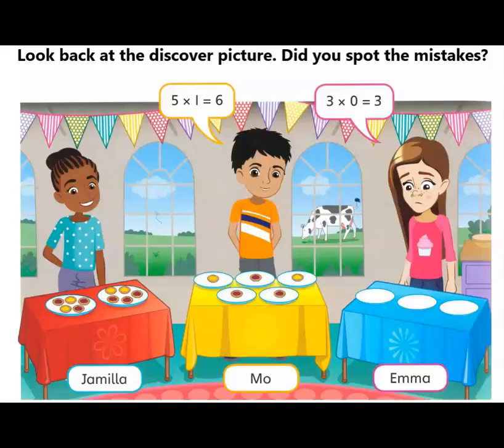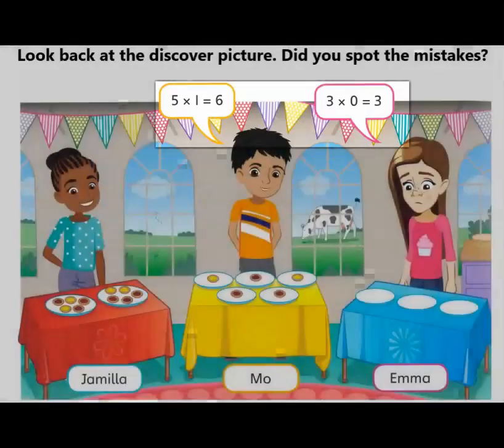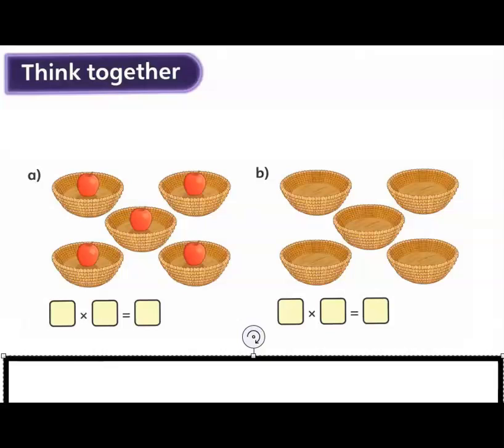Let us take a minute to look back at the Discover picture. Did you spot the mistakes? Okay, pause the video now and have a think. What would the sentences be to describe the image in A and B? And what would the multiplication equations be?